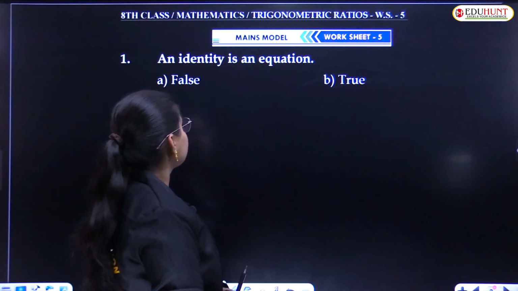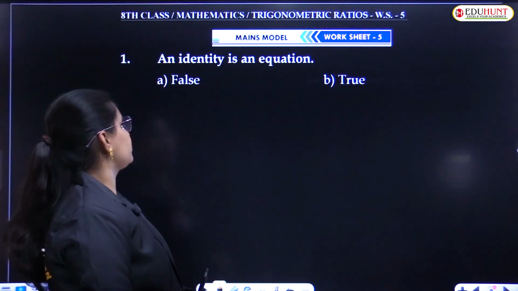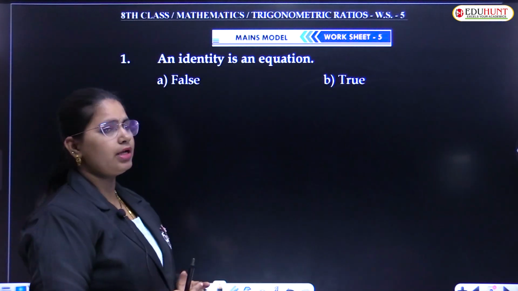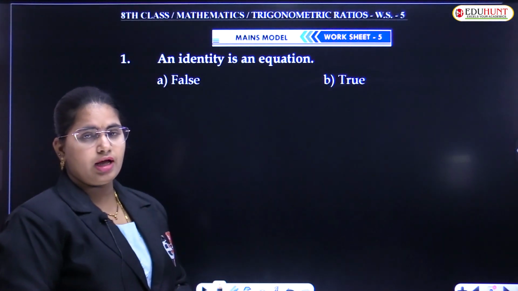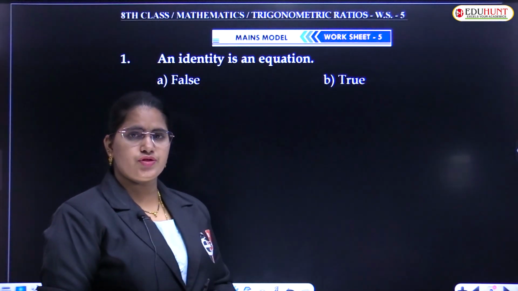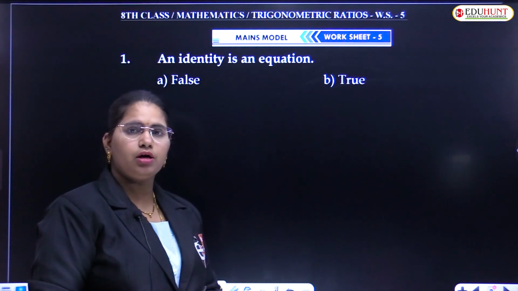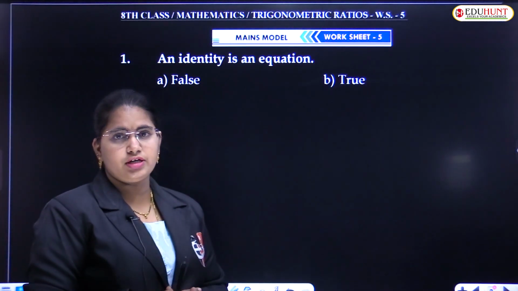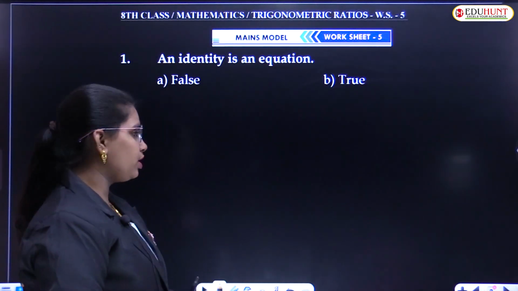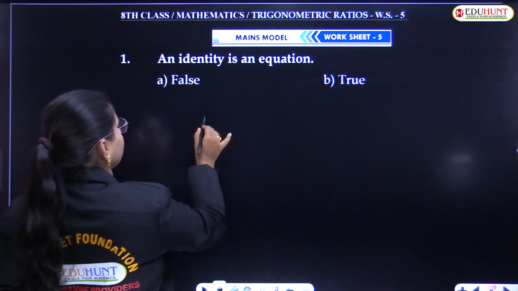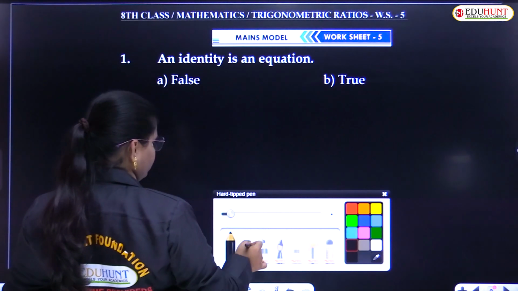Here we have the first question. An identity is an equation. Could you please tell me, we actually have 3 different identities, right? So what are the identities? Let's recall the concept.